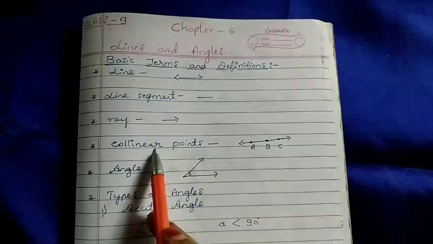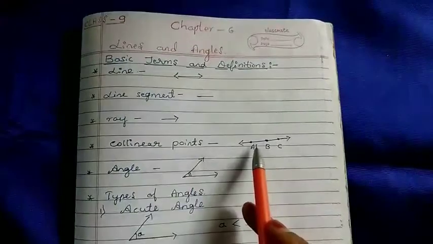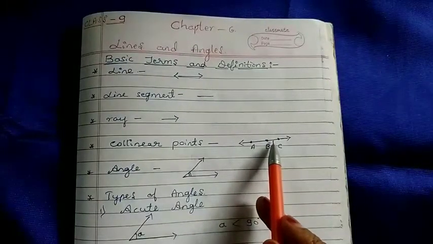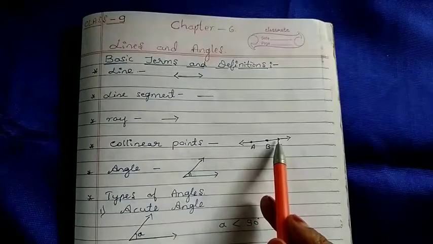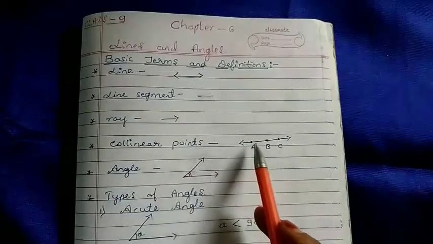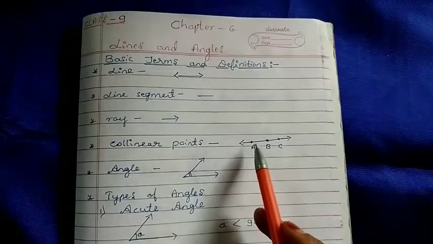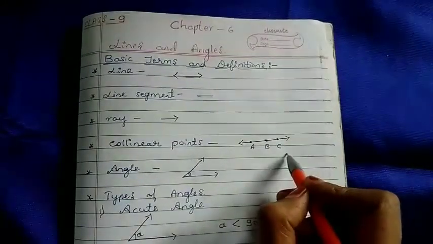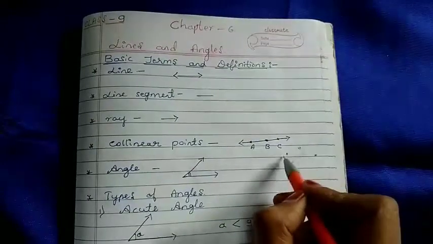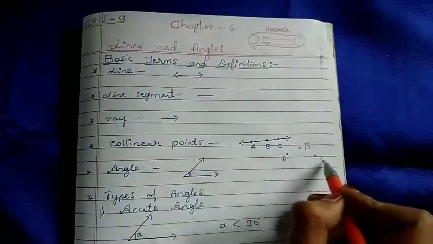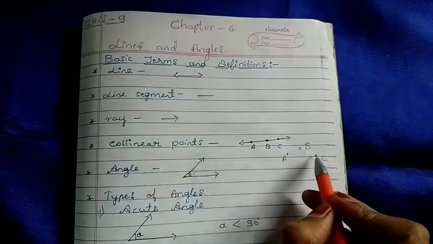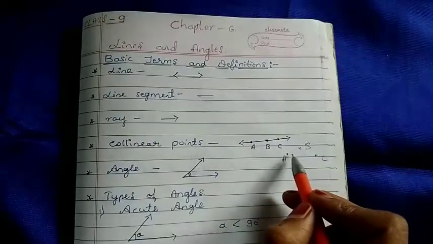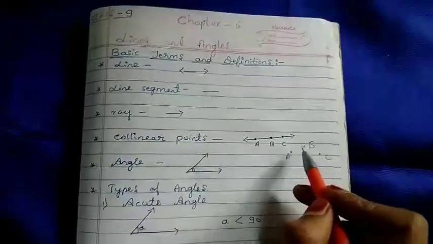Next is collinear points. If two or more points lie on the same line, they are called collinear points. Otherwise, they are called non-collinear points. Suppose A, B, C are 3 points. Here, they don't lie on the same line. So, they are called non-collinear points.